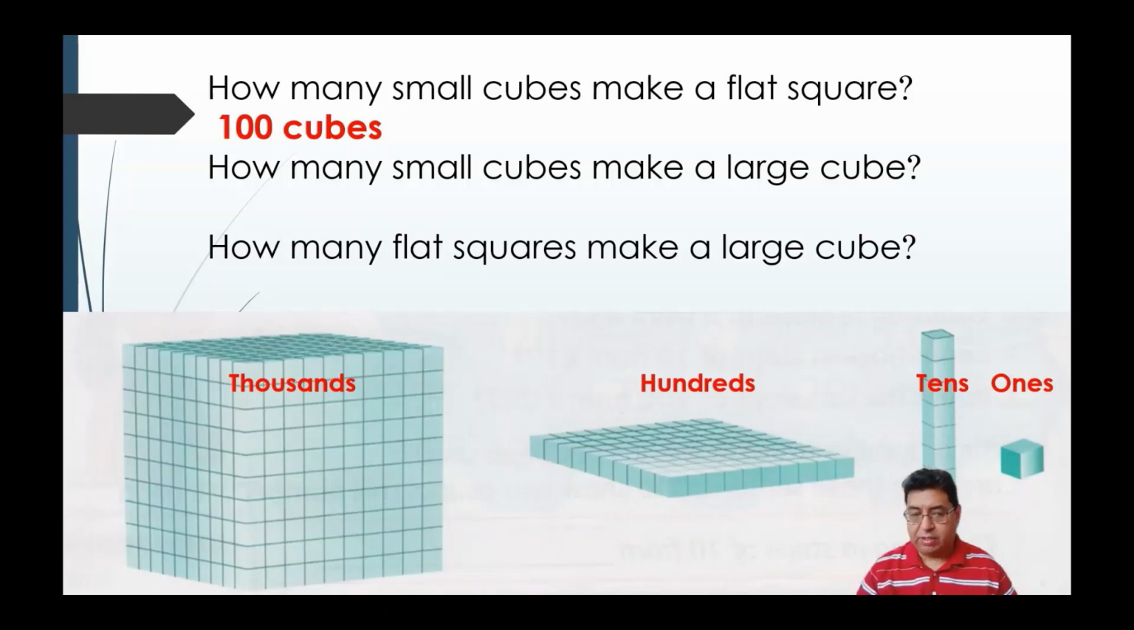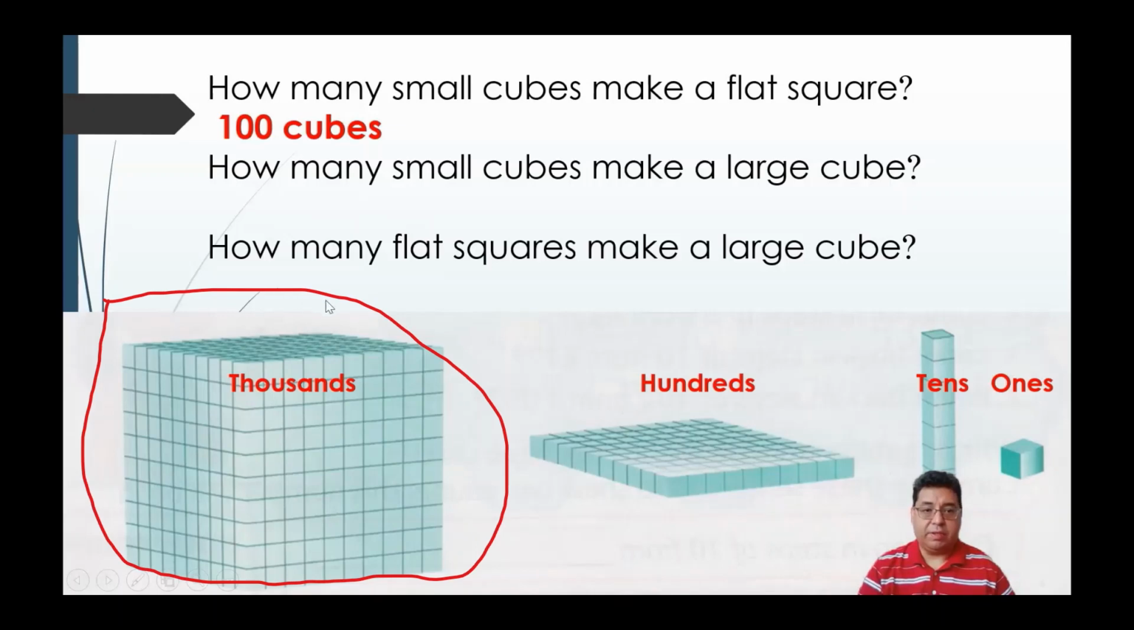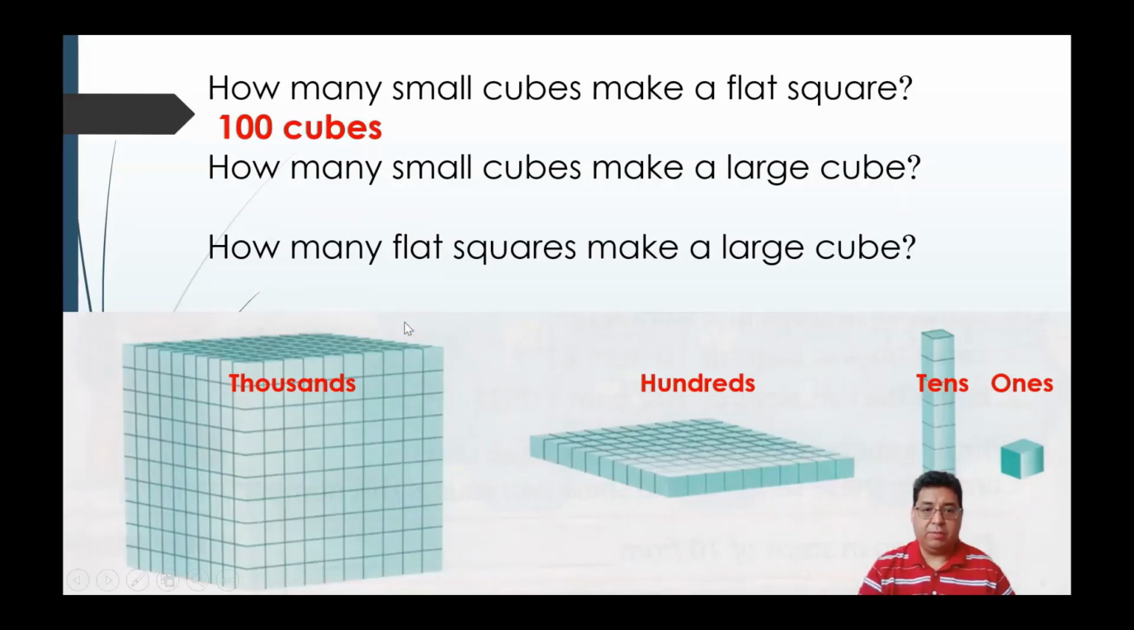The second question is, how many small cubes make a large cube? So again, we're looking at the ones here, and those are the small cubes. And how many does it take to make the large cube here? That's in the thousands. So how many small cubes does it take? It takes 1,000 cubes.